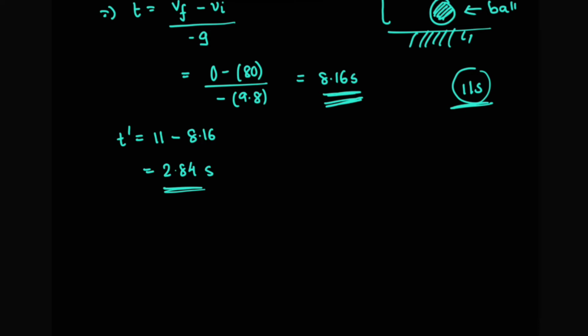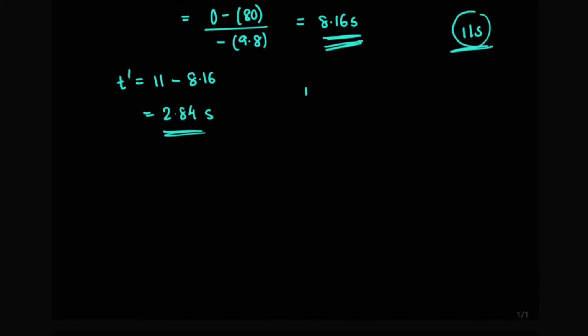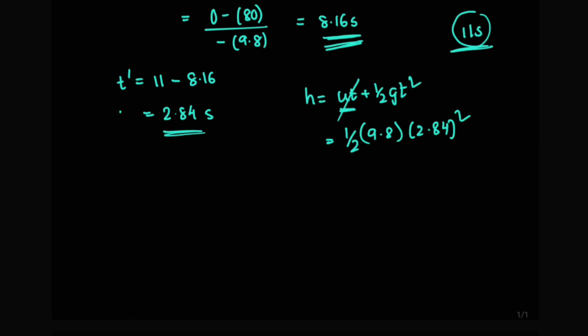How do we calculate that? Well, we use the equation h is equal to ut plus half of gt squared, where ut is basically what? 0, since the initial velocity at maximum height is 0. So we have half times 9.8 times 2.84 squared. t prime is basically over here what? t. So we have that h is equal to what? 13.916 meters.